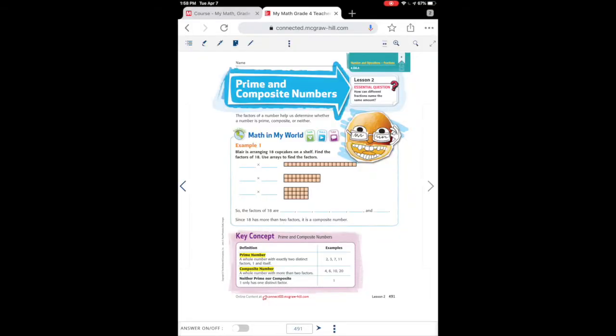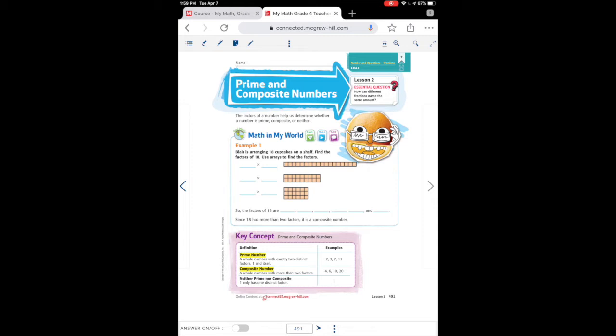All right, we are jumping into lesson 2, which is all about prime and composite numbers. If you just watched the video before this, you would have heard that a prime number is a whole number with exactly 2 distinct factors, one and itself. That's like what we talked about in yesterday's lesson with the identity property of multiplication. Any number times 1 is that same number. 4 times 1 is 4, 12 times 1 is 12. Prime numbers are when the only factors that a number can have are 1 and itself.